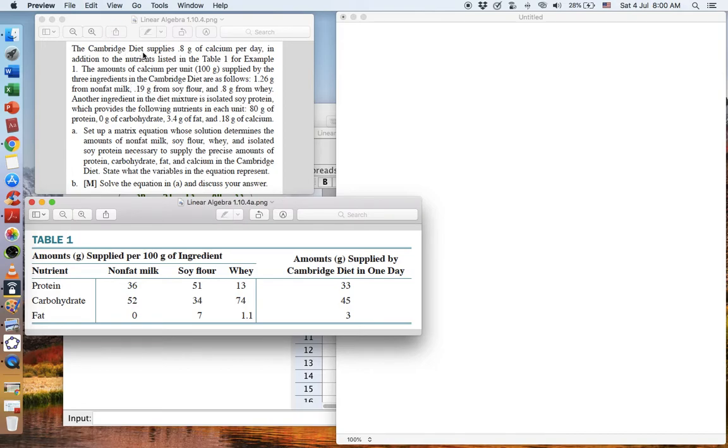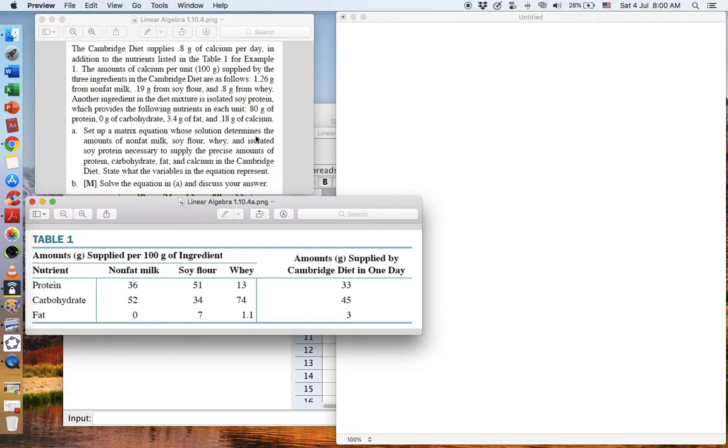In our second example, the Cambridge diet supplies 0.8 grams of calcium per day in addition to the nutrients of table 1. Here's table 1. Got protein, carbohydrate, and fat from three different sources: non-fat milk, soy flour, and whey. And then the amounts of calcium per unit 100 grams supplied by the three ingredients are as follows: 1.26 grams. We're looking at calcium, and we're going to add a fourth ingredient to the mixture, soy protein, which provides 80 grams of protein, 0 grams of carbohydrate, 3.4 grams of fat, and 0.18 grams of calcium.